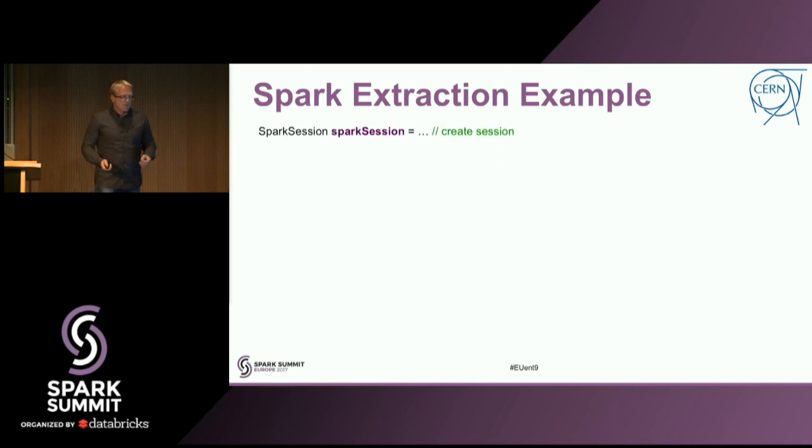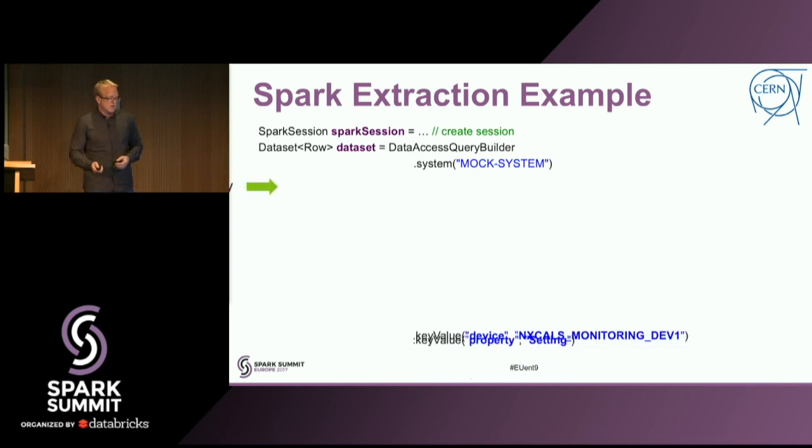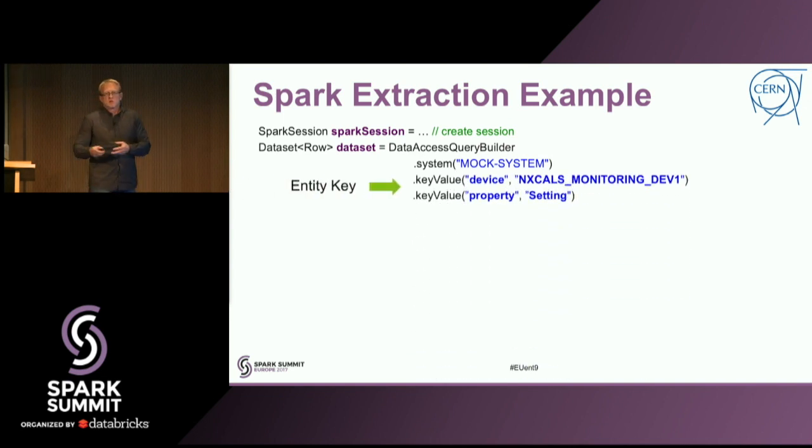I'll give you an example. You've seen how to send the records, now you can see how to read them. We have a builder on top of Spark, so you don't have to specify the format and so on. You have to say which system you're trying to access. You give those entity keys. Again, it's the same entity, so you would like to search for events for this entity, the device property in this example.